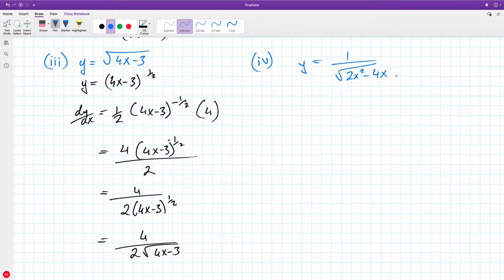Right, so that's 2x squared minus 4x, in a bracket, to the power of a half. And then bring the power up to the top line. It's minus a half, and then chain rule it. So then it's minus a half times 2x squared minus 4x to the power of minus 3 over 2. It's 4x minus 4.